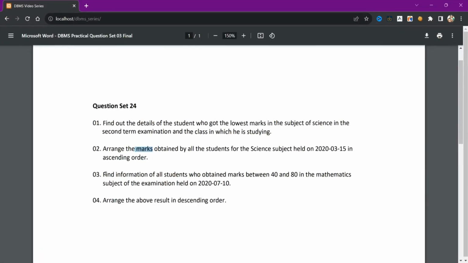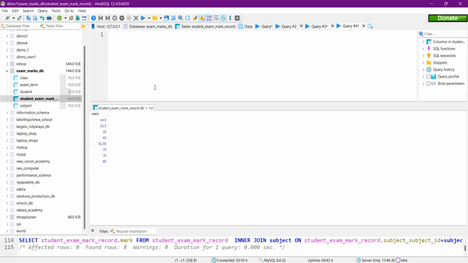So when we come to the third question, find information of all students who obtained marks between 40 and 80 in mathematics. The marks should be 40 and 80 in the mathematics subject, and the examination date they have given is 7/10. So we need to find out all the details of the students who got marks between 40 and 80 in the mathematics subject which was held on this date. So I'm going to write the query.